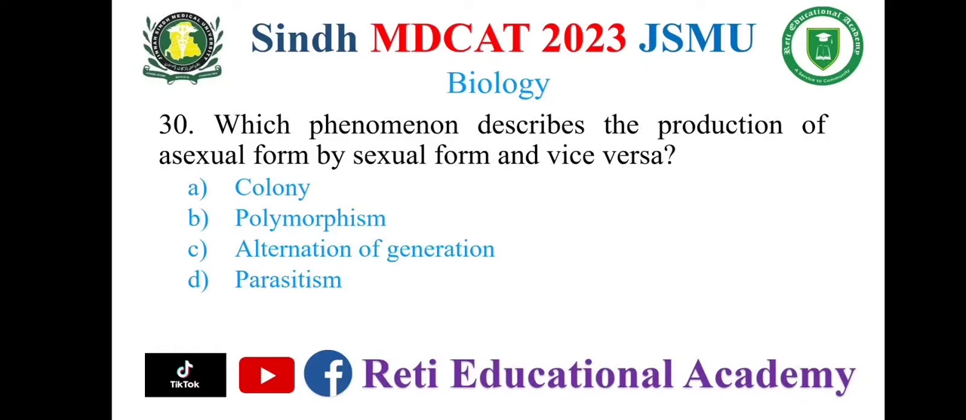Question number 30. Which phenomenon describes the production of a sexual from an asexual form and vice versa? A. Colony, B. Polymorphism, C. Alternation of generation, D. Parasitism. And the correct option is C.